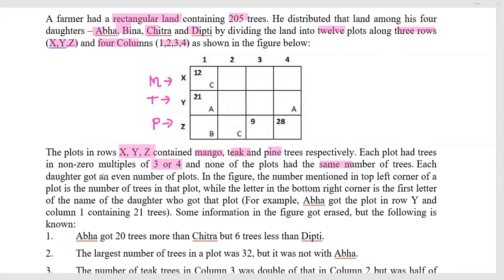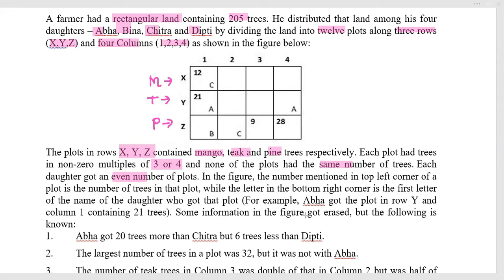Each daughter got an even number of plots. In the figure, the number mentioned in the top left corner, so it is an even number of plots everyone got. In the figure, there are two things: a number, like this is 12, and C. 12 is the number of trees in this plot, and C got that particular plot.